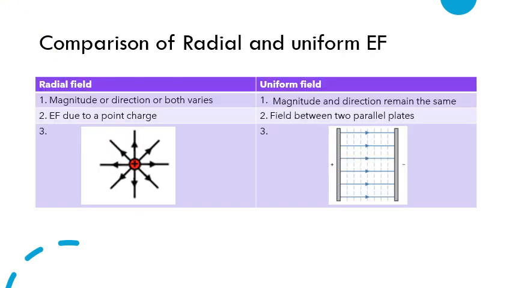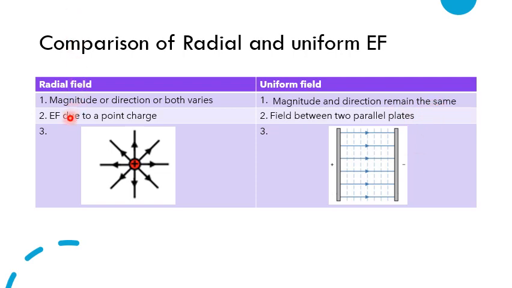Let us compare radial and uniform electric field. Here I have listed the important properties and examples for both. In radial electric field, magnitude or direction of the electric field varies from point to point. At the same time, in uniform electric field, magnitude and direction of the electric field remain the same.